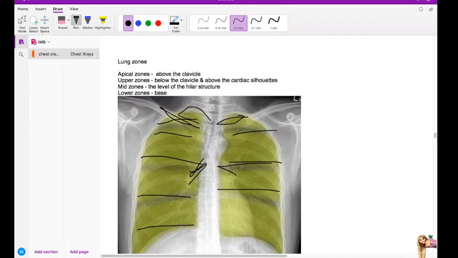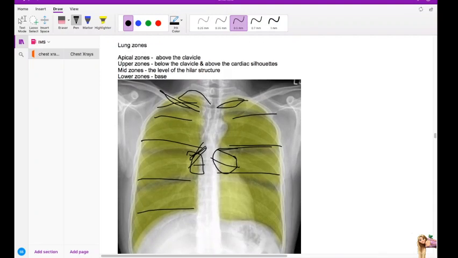Where the bifurcation happens, these are the hilar structures over here. So that is the mid zone, and below that is the lower zone. So there's apical zone, upper zone, mid zone, and lower zone. If we just have PA view, we just talk about these things. We don't talk about lobes because we cannot say for sure.